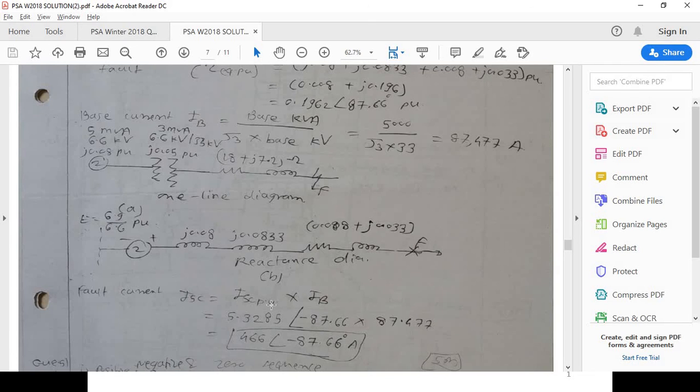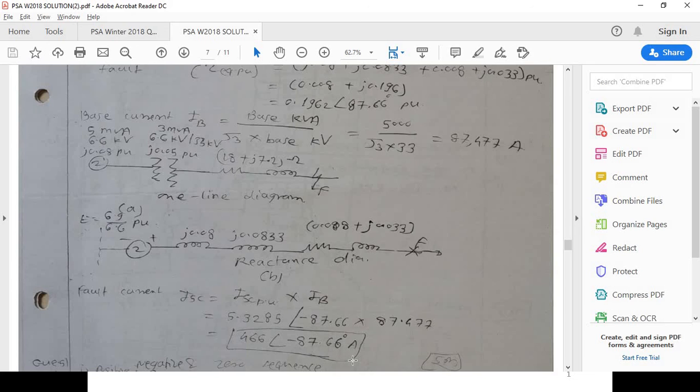If we multiply this short circuit current per unit by the base value, because we know that the actual value is nothing but per unit value into base value, so per unit value into base value, where the base current is 87.477, the current is 466 at an angle of minus 87.66 ampere. Thus we have calculated the fault current.